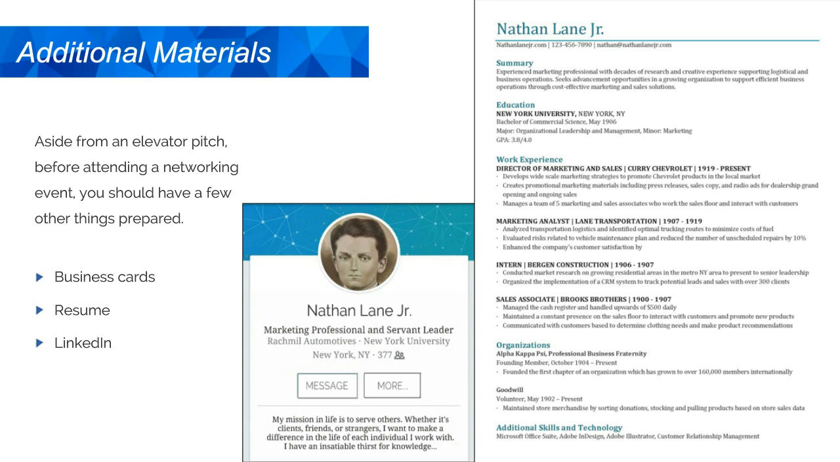So here's some additional things to consider in preparing for your networking. First off, have a business card. You all need to have a business card. If you don't have one, get one. You can get one and have AKSI logo on it, or you can get one with your university logo.